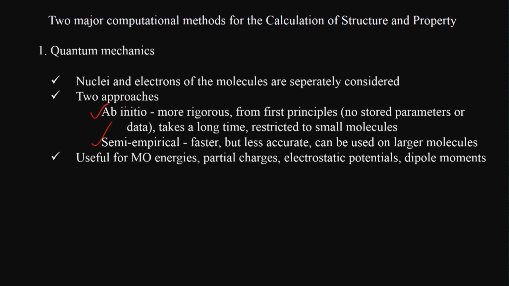The other one is the semi empirical method. It is faster, so a lot of parameterization has been done. So it calculates certain features using some regression relationship. It is less accurate. It can be used for large molecules also, that means hundreds of atoms. These quantum mechanics methods can be used if you want to calculate molecular orbital energies, partial charges, electrostatic potentials, dipole moments, or the energy required for breaking bonds, energy required for forming bonds, and so on.